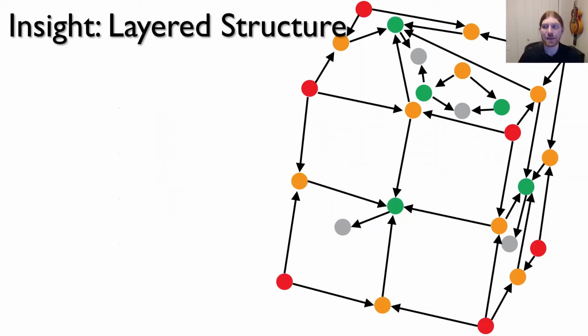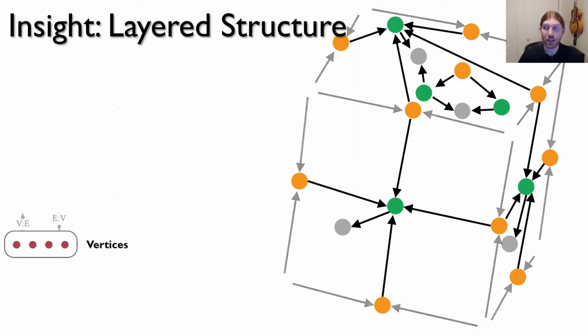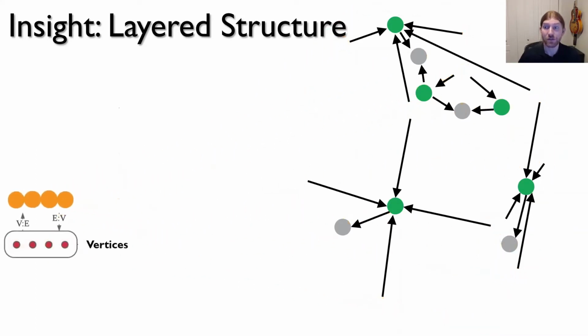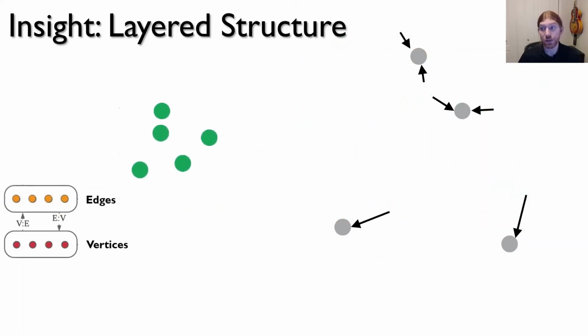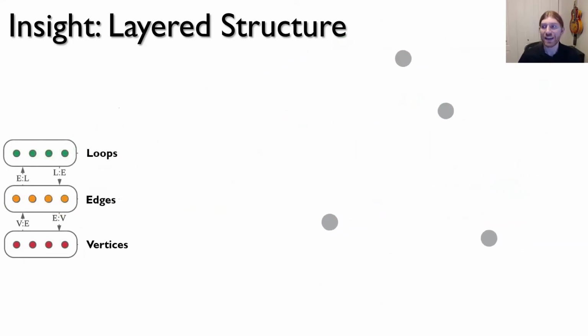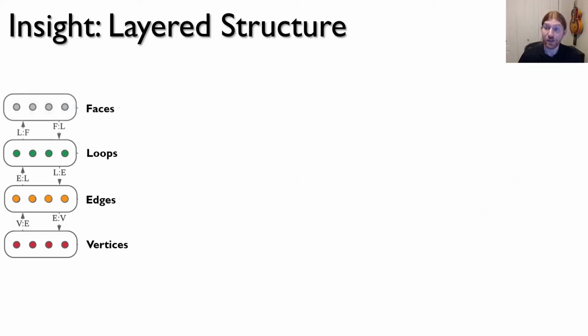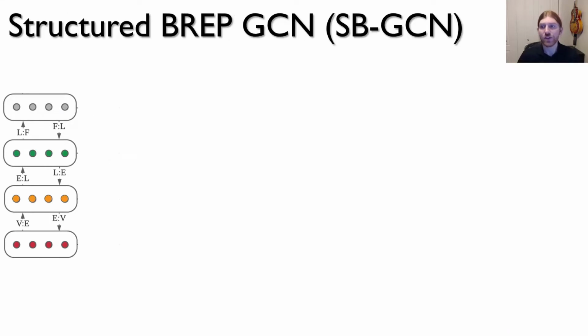The key insight is that BREPs are not arbitrary heterogeneous graphs. There is a distinct layered structure. If we gather the nodes by topology type and arrange them in 4 layers, vertices, edges, loops, and faces, we notice that edges only exist between adjacent layers. This will let us convert expensive heterogeneous message passing into a series of simpler homogeneous message passes. This layered structure is our starting point to construct a message passing network and gives our network its name, the Structured BREP GCN, or SBGCN.